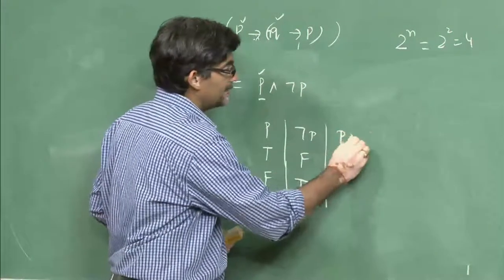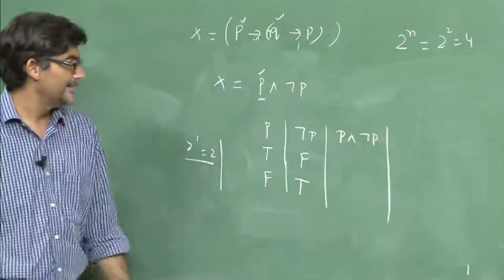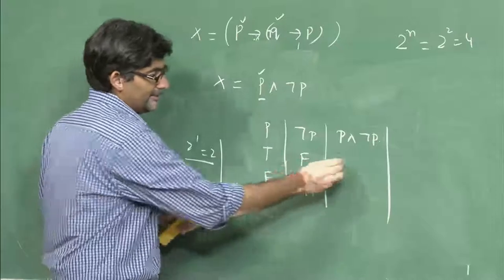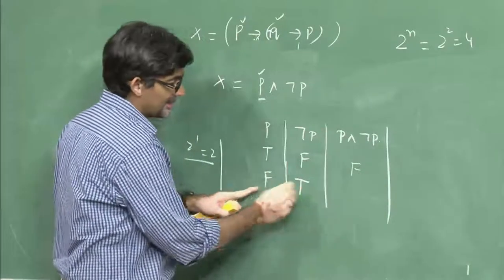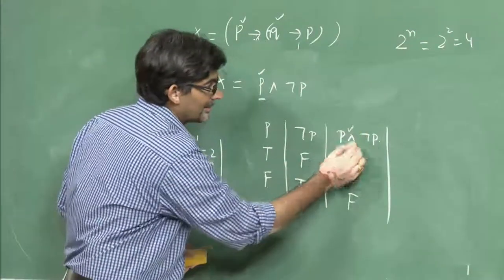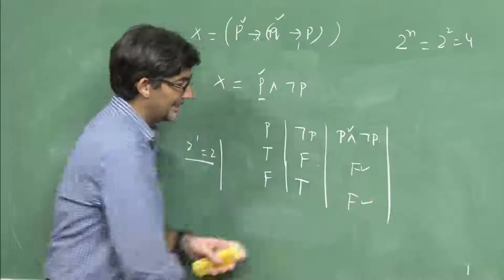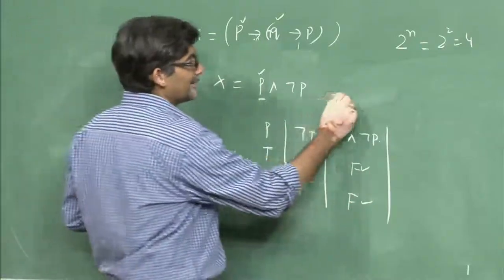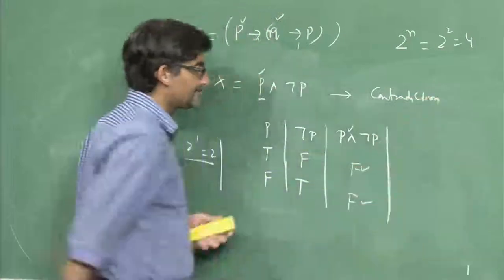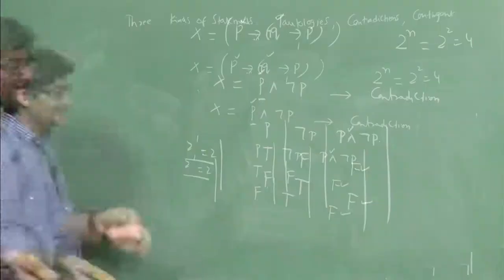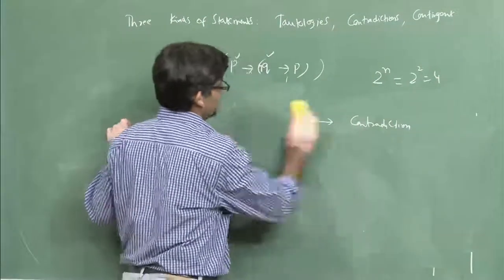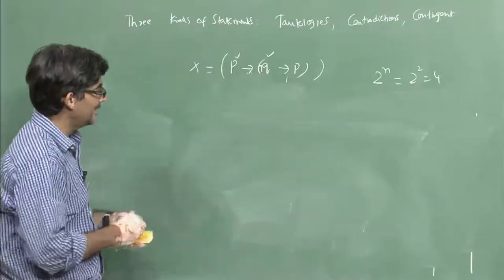So now you take P and not P. It is like 1 into 0, that is 0, that means F only. Even in this case it becomes F. So under the main logical connective we got only F's. That means this is considered to be a contradiction. Now let us consider some examples for contingent statements. You can take other examples also.